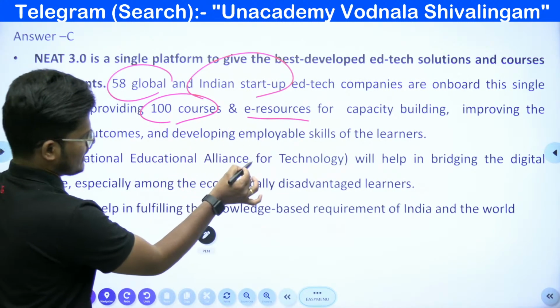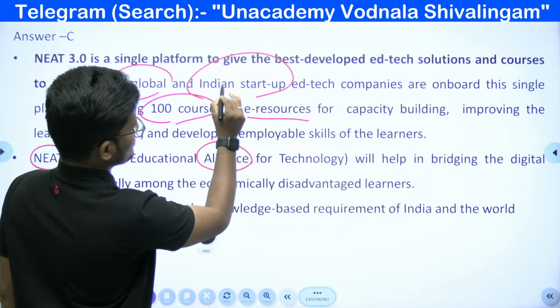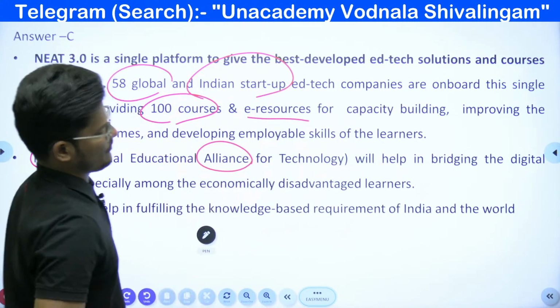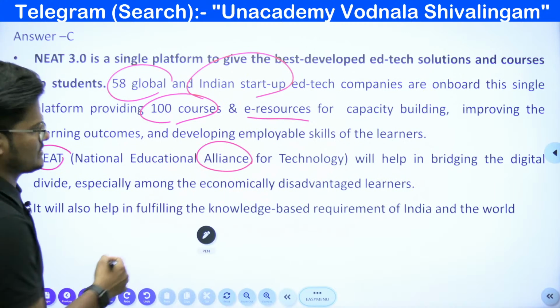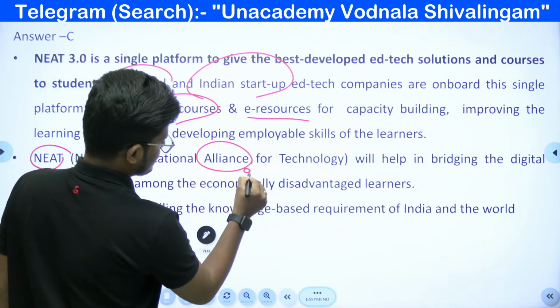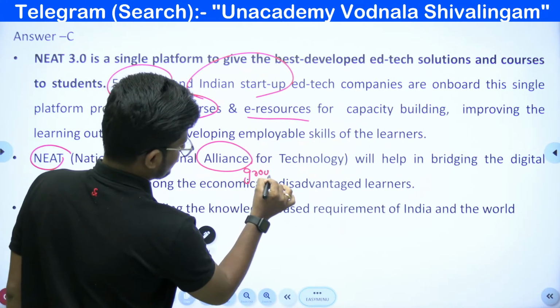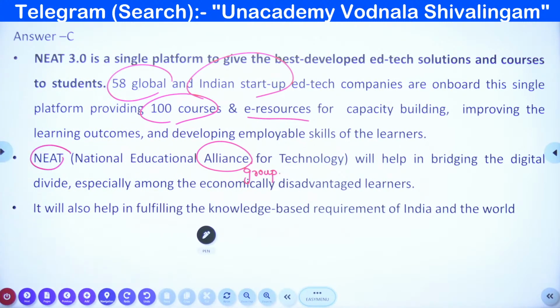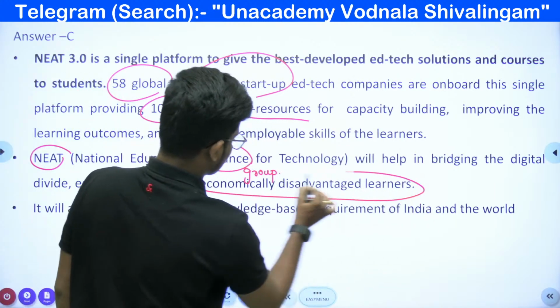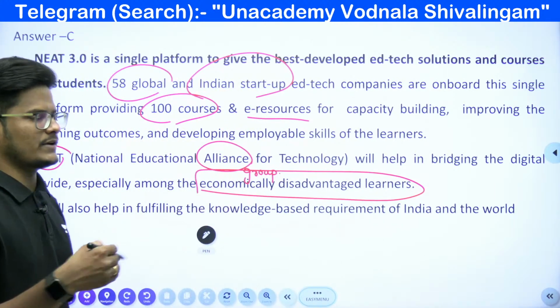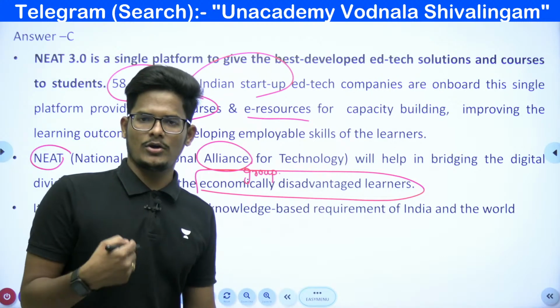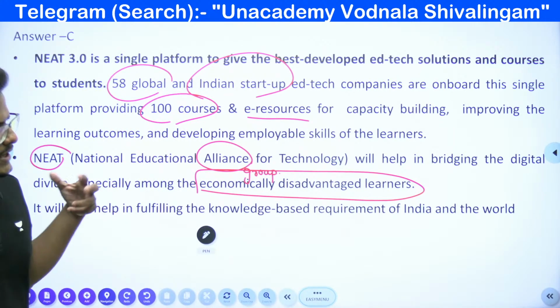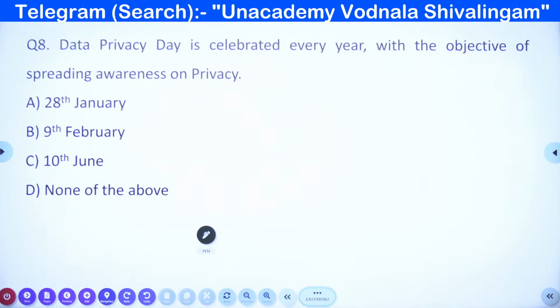National Education Alliance. The word alliance itself indicates it is a pool of various edutech solution companies. An alliance is a group of companies coming together to provide technologically enabled educational services, especially for economically disadvantaged learners who cannot afford higher fees. Economically weaker sections can take advantage of these courses.